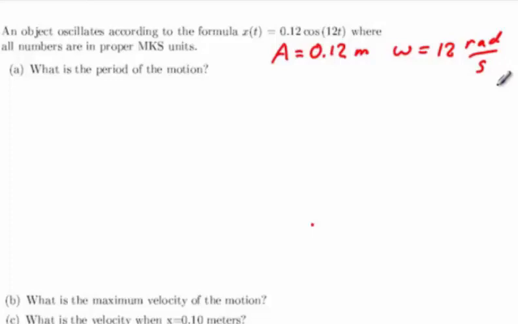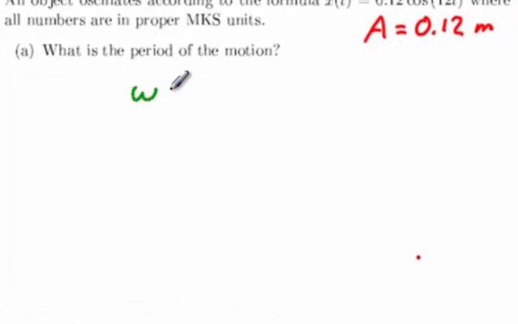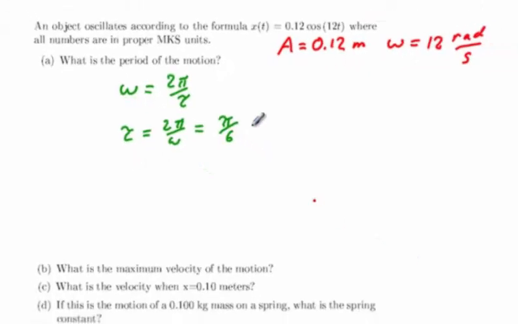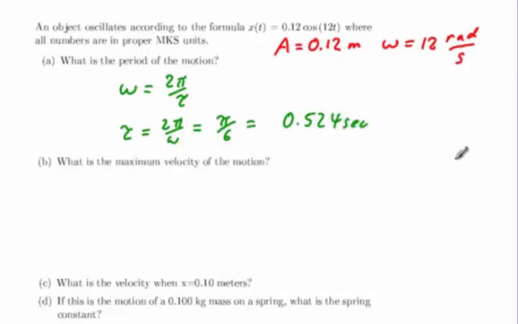The variable period asked for in Part A is the synonymous variable to omega. Since omega is always equal to 2 pi divided by the period, we find immediately that the period is equal to 2 pi divided by omega, which gives us the result pi over 6, or 0.524 seconds.